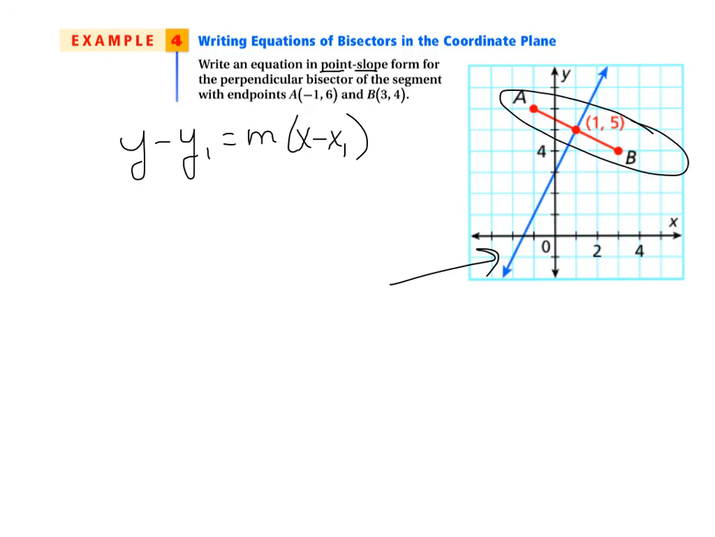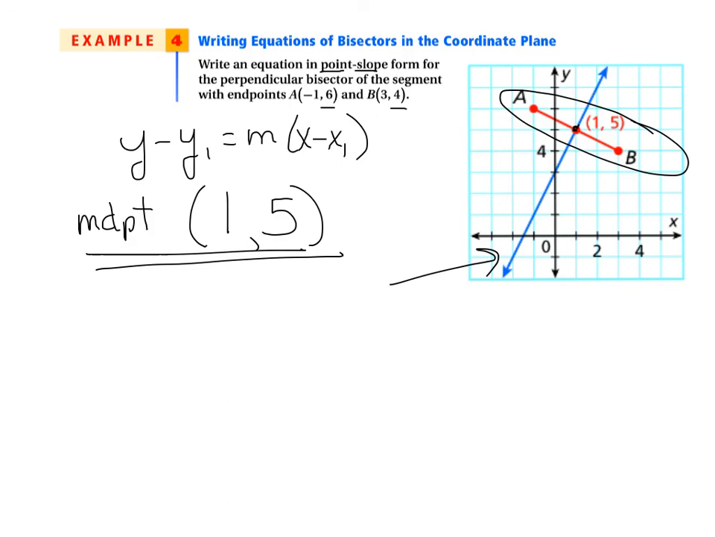This is our segment. We want to know the point at which it crosses. Now here you can see it's (1, 5). But if you didn't know that, you could find the midpoint of the red segment, segment AB. So the midpoint, if we add the x's together, that gives us negative 1 plus 3, which is 2, divided by 2, which is 1. 6 plus 4 is 10. Half of that is 5. So my midpoint is (1, 5).